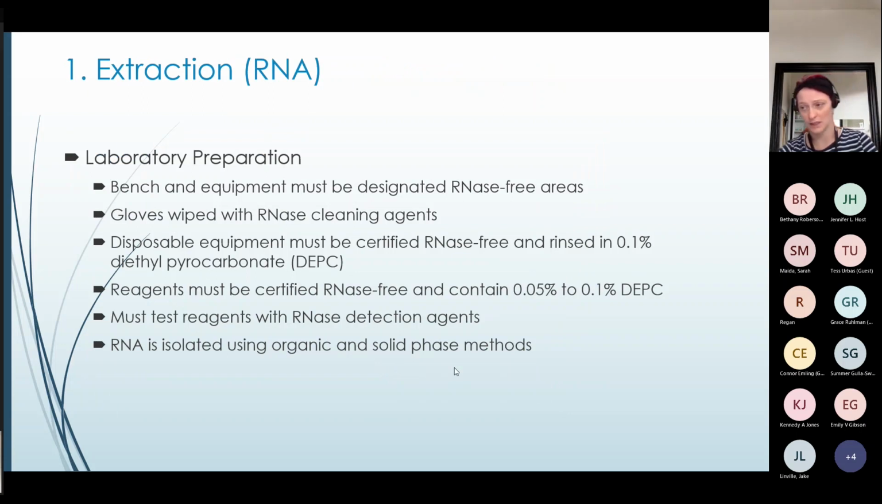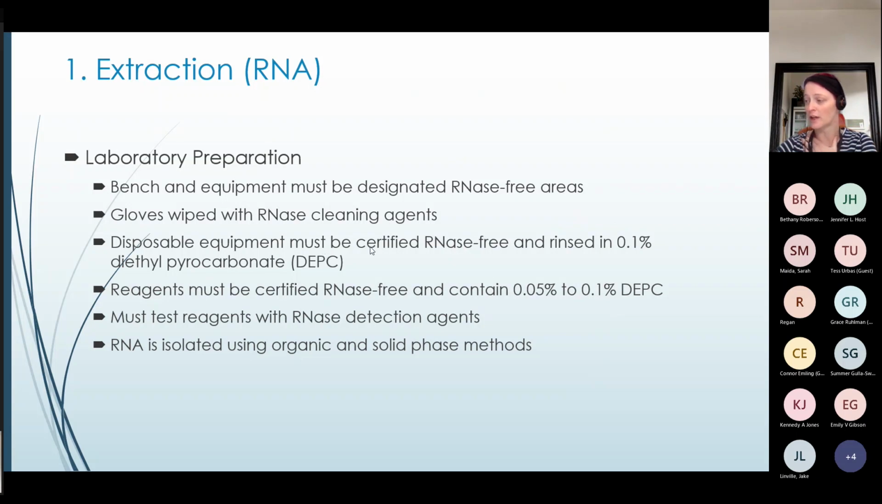If we're extracting RNA, because RNases, things that break down RNA, are ubiquitous, or everywhere, you really have to be careful to minimize contamination and exposure of your sample to RNases. So there's this spray called RNase Away, which essentially breaks down RNases so that you can process RNA without it degrading. So your bench and equipment must be designated as RNase-free areas. You need to have gloves and wipe with RNase cleaning agents or RNase Away.